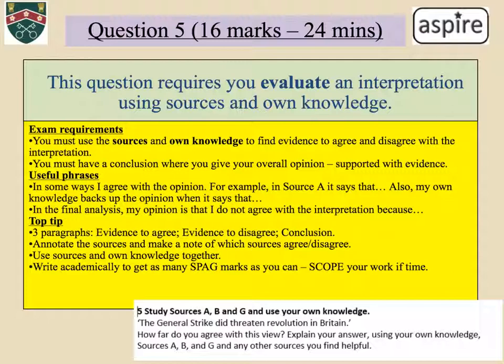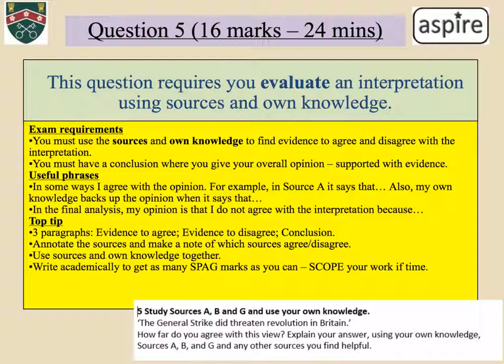Question number 5. The last question on the Unit 3 protest exam requires you to evaluate an interpretation using both sources and your own knowledge. Now, in terms of the exam requirements for this question, you must use both the sources and your own knowledge to find evidence to agree and disagree with an interpretation. Now, interpretation is an opinion, so in this example that you can see here, the opinion is the general strike did threaten revolution in Britain.